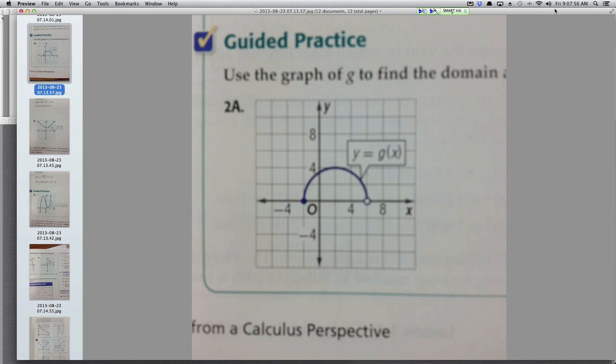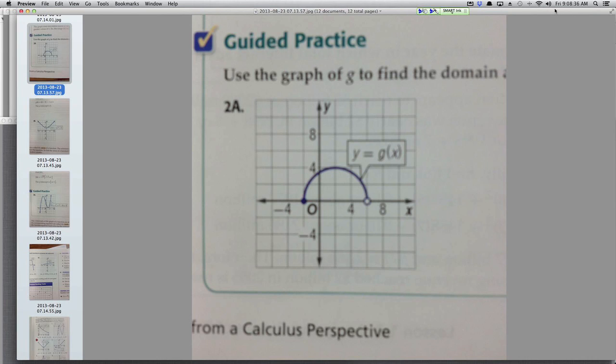So let's look at this one. I got a little half circle here. I've got a closed dot over here. It goes over, and then I've got an open dot on the right. So somebody raise your hand and remind me, what is it that we're looking for when we're finding domain? We're looking for the x values that have what? A corresponding y value is what we're looking for. Okay? And we do that by drawing vertical lines on the x-axis, and if it intersects, that's part of the domain. If it doesn't intersect, it's not part of the domain.